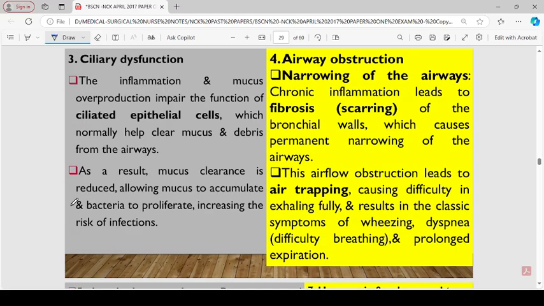The inflammation and mucus overproduction impair the function of the ciliated epithelial cells, which normally help clear mucus and debris from the airways. As a result, mucus clearance is reduced, allowing mucus to accumulate and bacteria to proliferate, increasing the risk of infection. Chronic inflammation then leads to fibrosis. That's the scarring of the bronchial walls, which causes permanent narrowing of these airways.